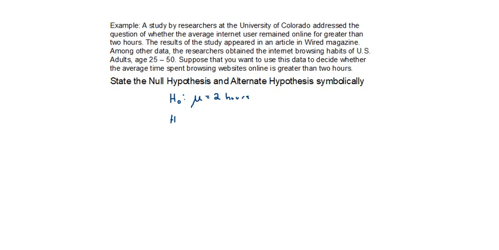The alternative hypothesis is based on what we see in the reading, and we want to decide whether or not the average time spent browsing on the websites is greater than 2 hours. When we see that statement, that means that we're going to use a one-tailed test that tells us that our actual population mean will be greater than 2 hours.